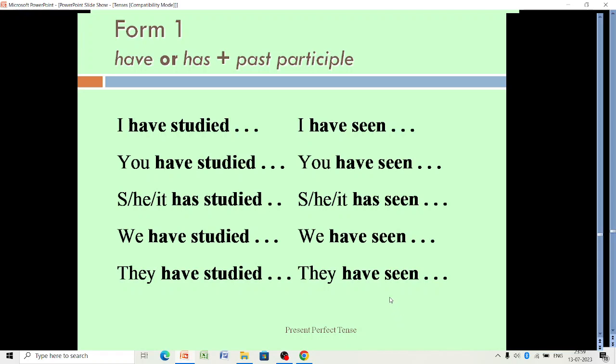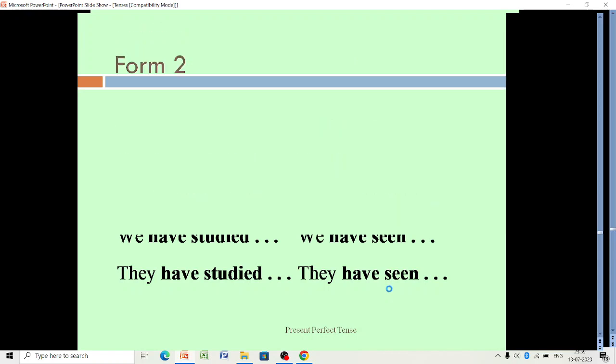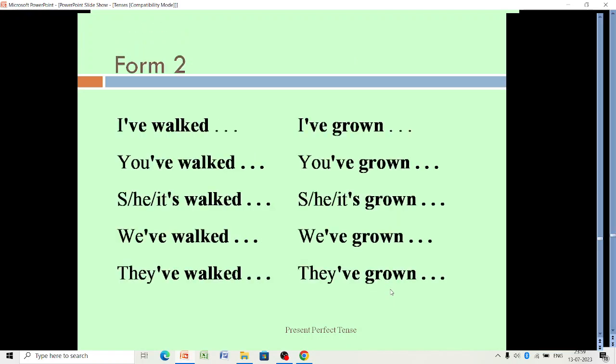So you can use a number of verbs, but you can keep this form, has or have, and the third form of the verb to express present perfect. Look at form 2, just the shortened form. I have. Contracted version. You have walked, they have walked. So I have grown and you have grown. It has grown, we have grown, and they have grown.